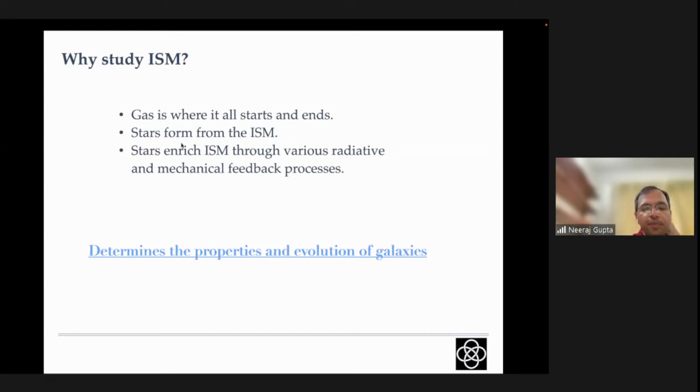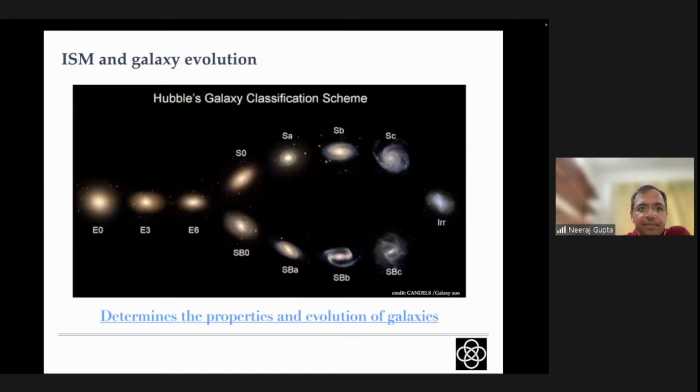And stars form from the ISM, and as stars form they also enrich the ISM, because eventually they will die, they will go into supernova, and even before that they will also emit a lot of radiation. So there's a lot of radiative and mechanical feedback processes that also leads to energy input into the ISM. And all these things determine the properties and evolution of galaxies, right?